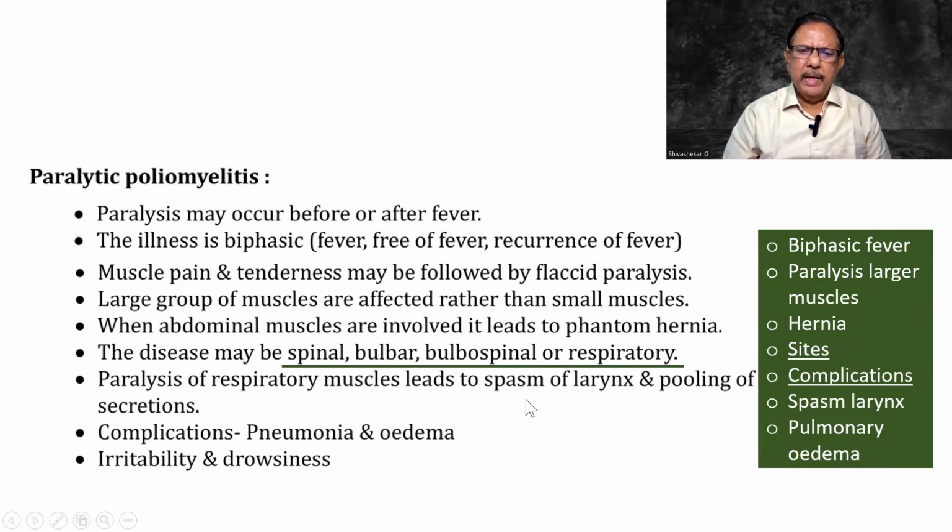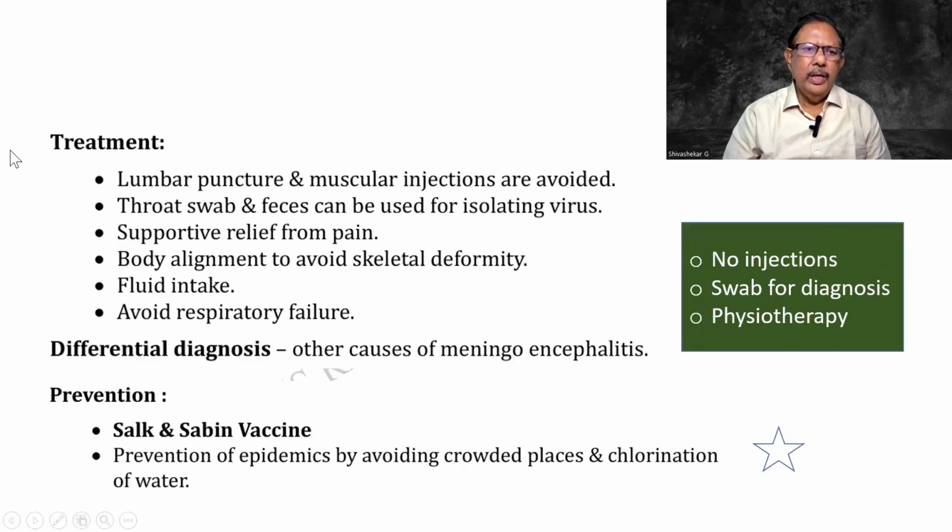The complications can be spasm of the larynx, pooling of the secretions, and there can be pneumonia, edema, etc. developing. So these are the important ones you people will have to learn by heart, the paralytic poliomyelitis. And the treatment is, you should not do a lumbar puncture or give an injection. That should be avoided, no injections.